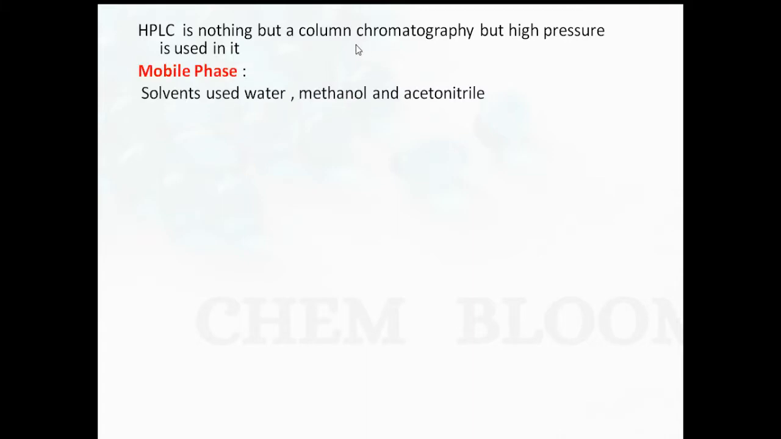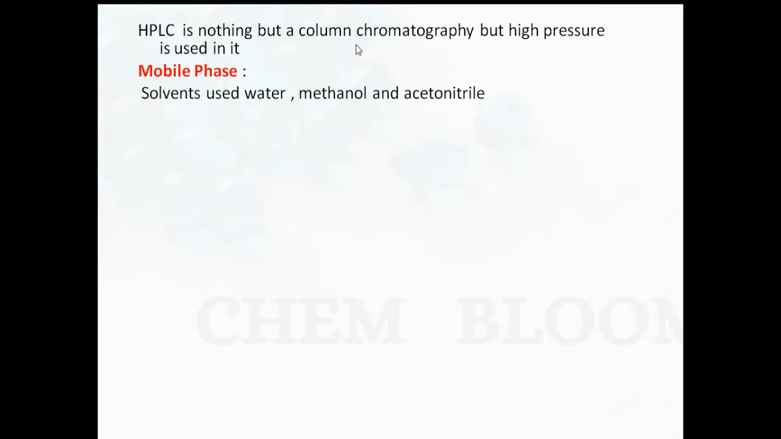So in HPLC, as in the name, it refers to pressure. HPLC is nothing but a column chromatography where we are applying high pressure. So in this again, there are two phases. One will be the mobile phase, the other will be the stationary phase.